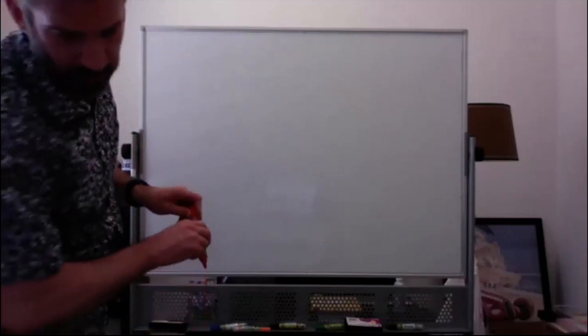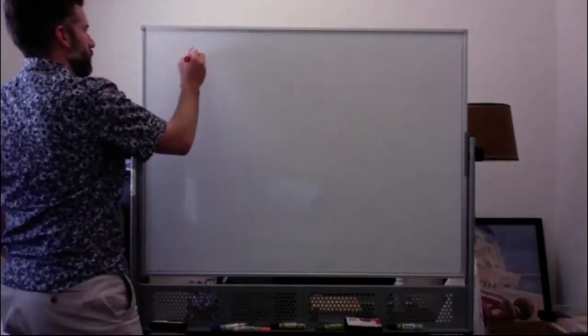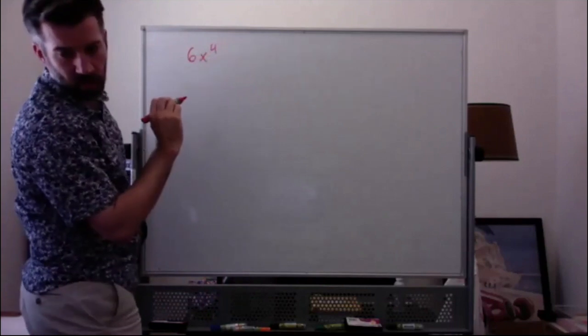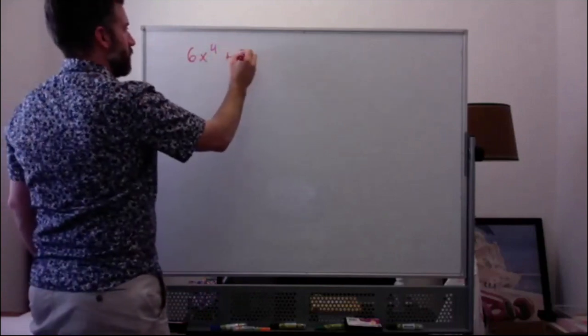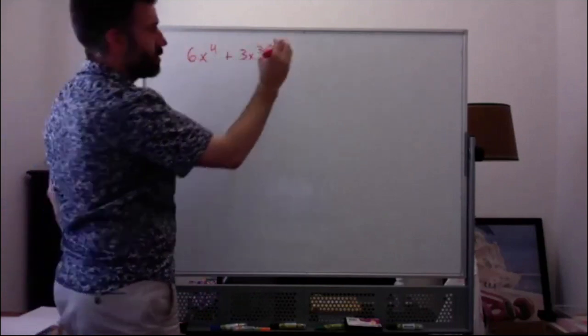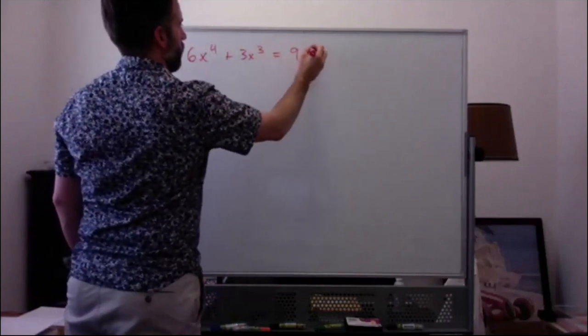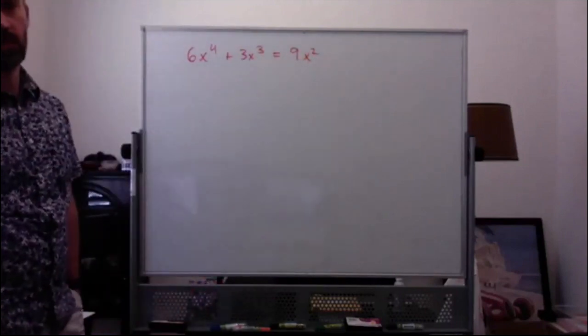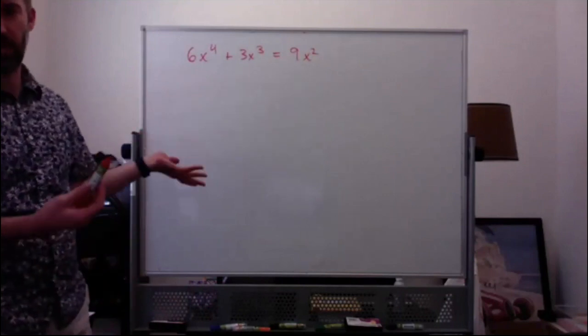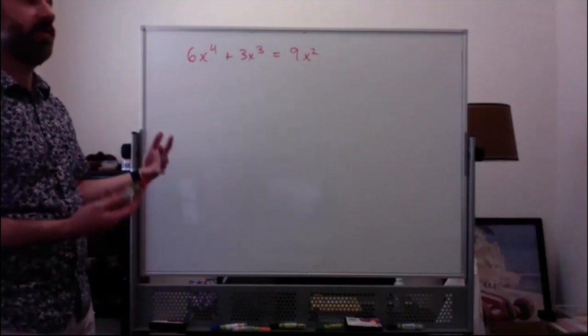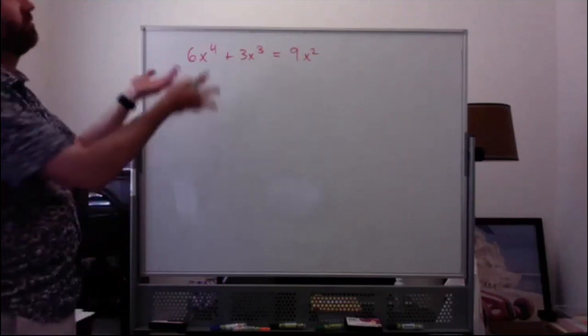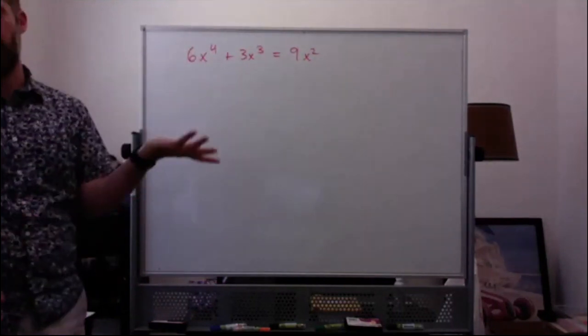Let's look at this one. 6x to the fourth plus 3x cubed equal to 9x squared. When I write an equation like this, the words I am not writing are find all the solutions to 6x to the fourth plus 3x cubed equals 9x squared.